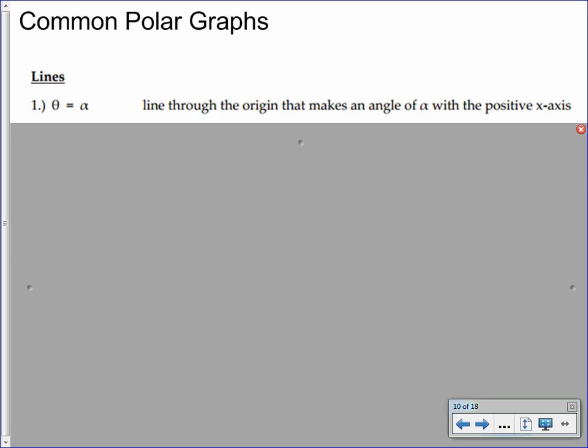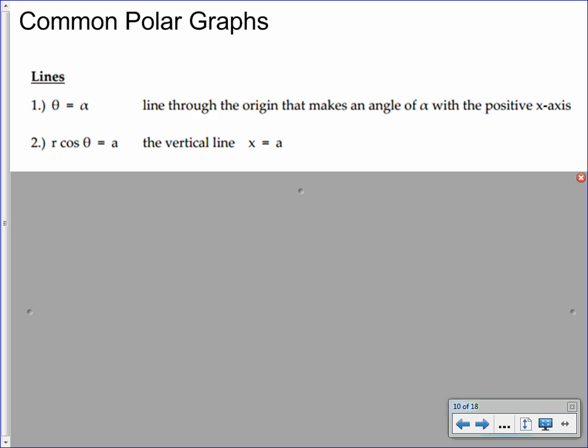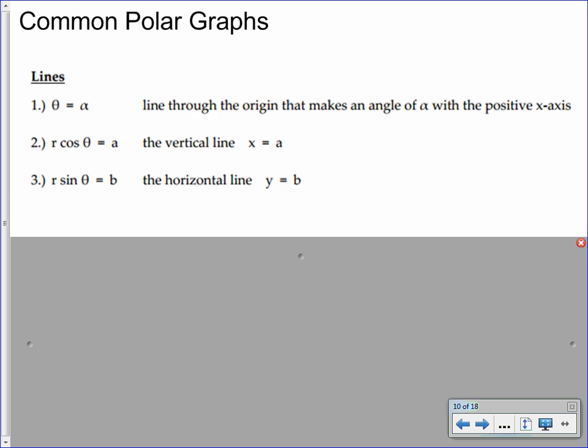We can also, if we think about the line x equals a, that would be the same as r cosine theta equals a. That would give us a line. Or r equals a secant theta, that would give us a line. Along those same lines, pun intended, a horizontal line: r sine theta equals b.